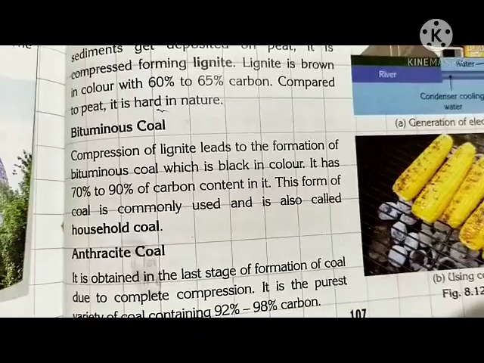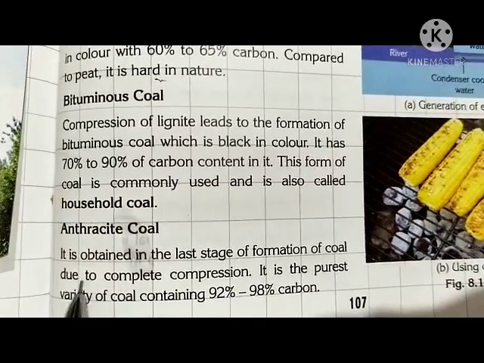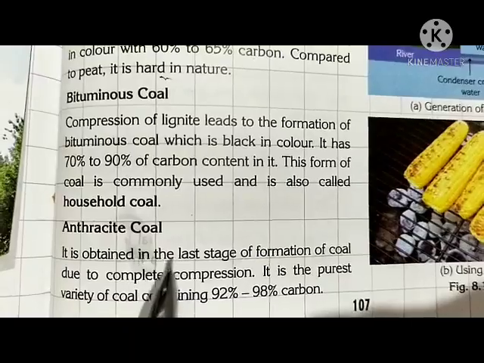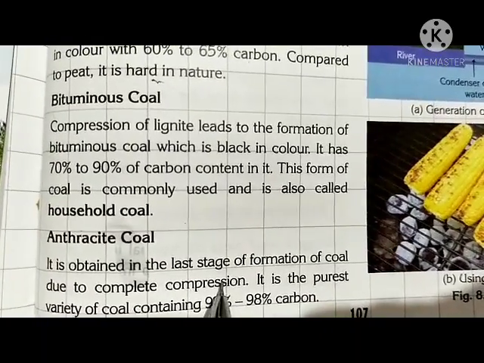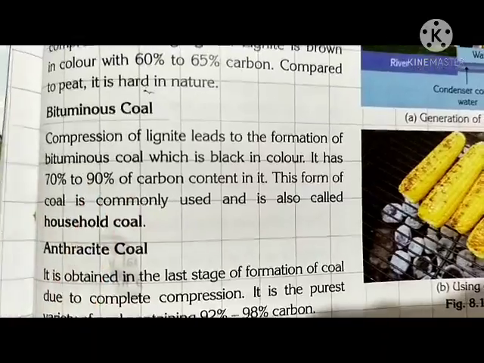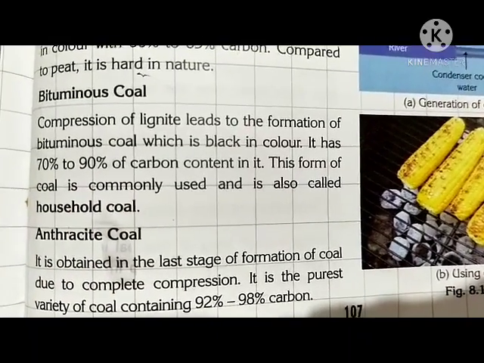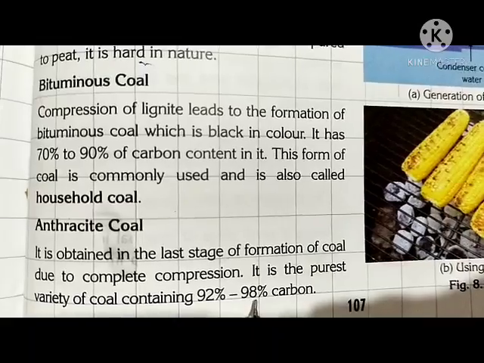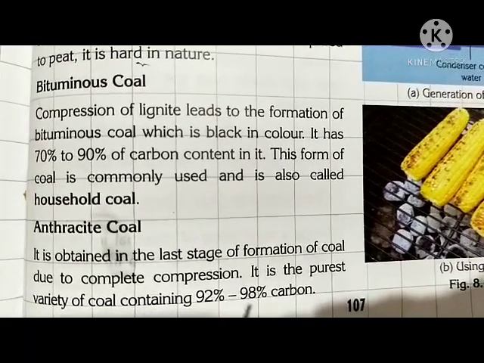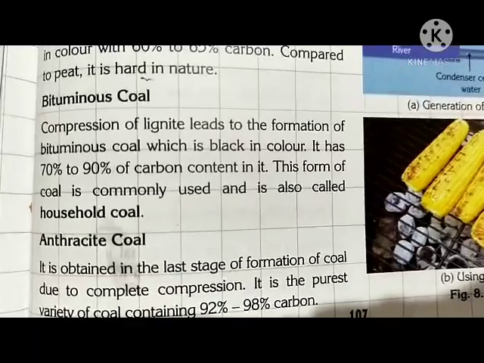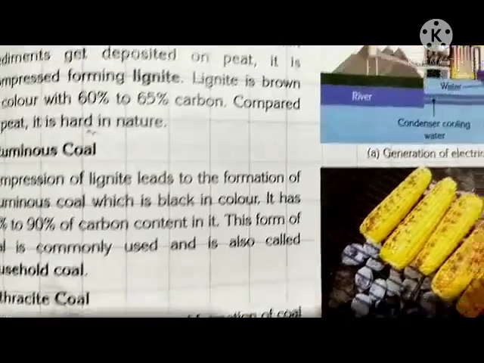Now the fourth one is anthracite coal. It is obtained in the last stage of the formation of coal due to complete compression, after bituminous coal. It contains 92% to 98% of carbon, because it is the purest form of coal.